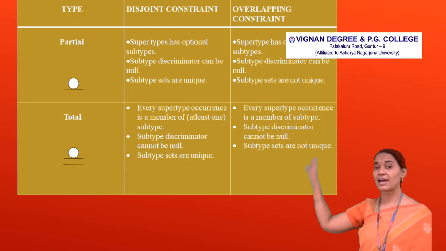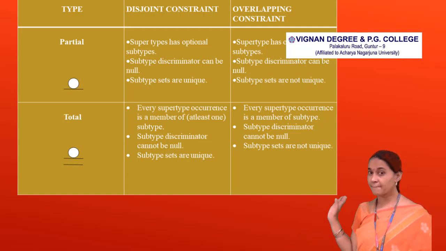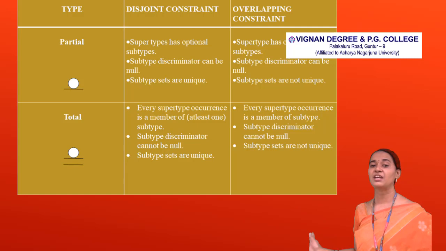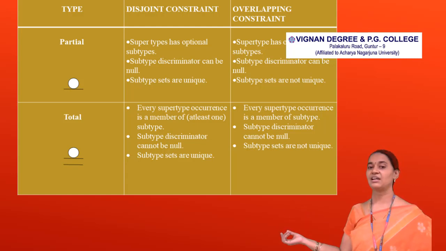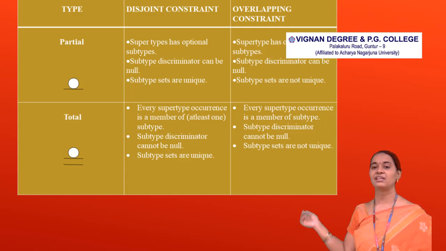Coming to the total overlapping constraint, every supertype occurrence should be a member of a subtype. Compulsorily here the supertype must be inherited into the subtype, and because it has to inherit, the subtype discriminator cannot be null. So inside the circle I have to write the letter O, because it is a total overlapping constraint, followed by two lines underneath it. So subtypes cannot be unique. Here there is no need that they should be unique.